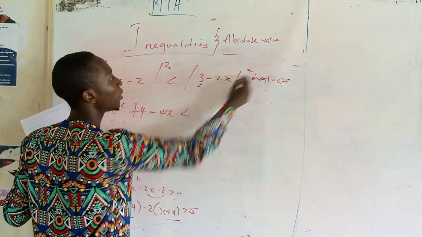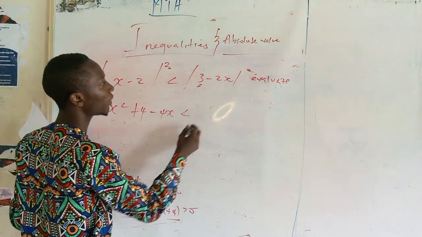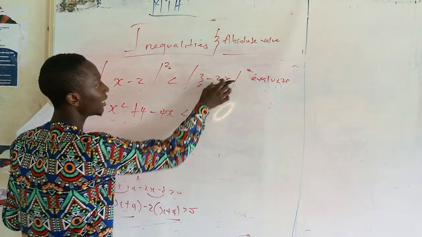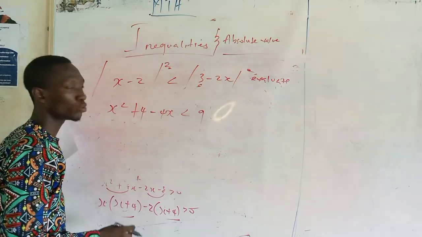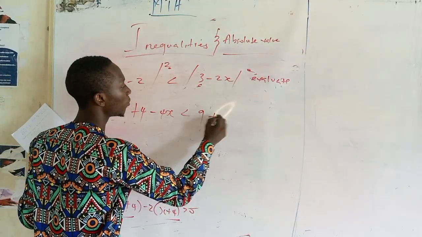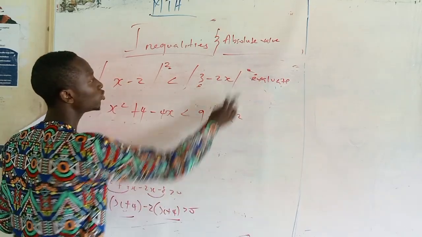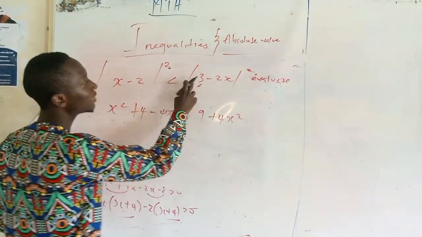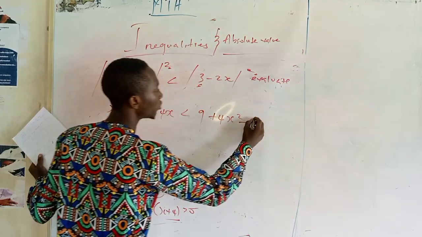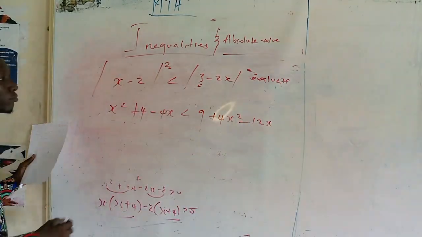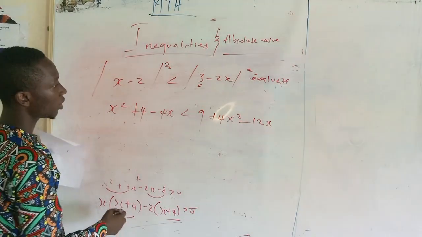I raise 3 to the power 2. 3 raised to power 2 is 9. Then I raise minus 2 to the power of 2. Minus 2 raised to power 2 is plus 4x squared. Then I multiply this 2 with everything in the bracket. 2 times 3 is 6. 6 times minus 2 is minus 12x.